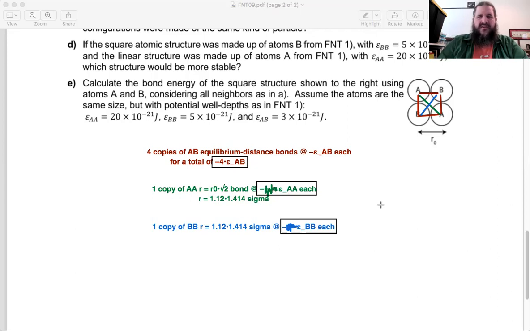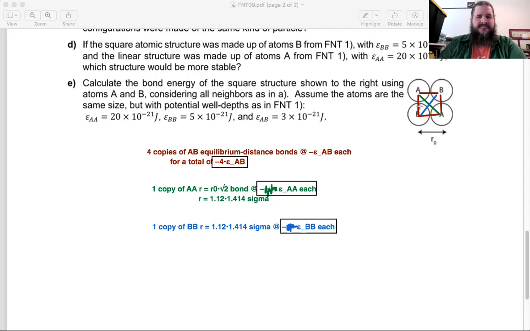Because epsilon is basically just what we're using as the unit of measurement for energy. But the actual value of epsilon is going to be one of these values depending on the atoms involved. Okay. Any other questions on that so far? Or any other questions on the bond energy of this structure in general?